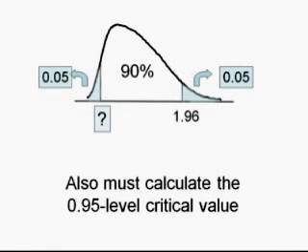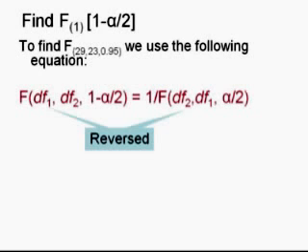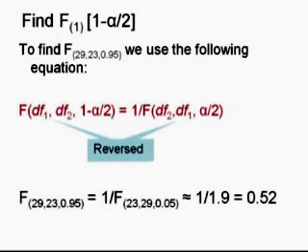We now need to calculate the 0.95 level critical value for the other tail, or the F-1 value. There are no printed F tables for 0.95 probability. In order to find the F value for 0.95, we use a slightly different formula. Note that in this formula, the order of the degrees of freedom are reversed. Now we must refer to the F table to gather the F value for the equation. As it happens, the F value is 1.9. 1 divided by 1.9 is 0.52.